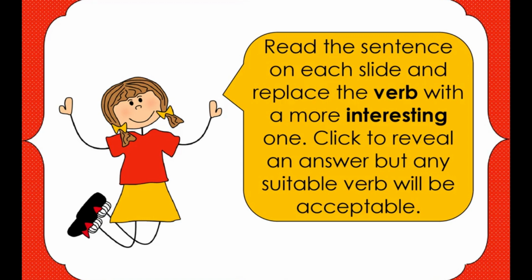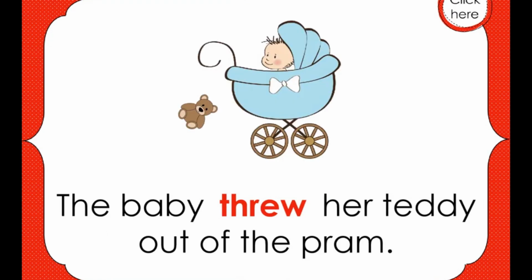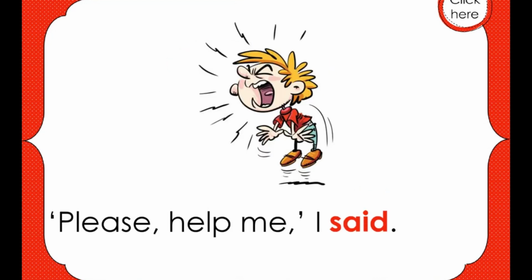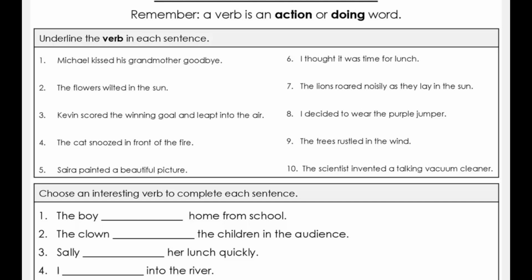Read the sentence on each slide and replace the verb with a more interesting one. Imran vanished from inside the haunted house. The baby hurled her teddy out of the pram. The stack of plates crashed to the floor. "Please. Help me," I screamed. Jerry grinned from ear to ear. Underline the verb in each sentence.